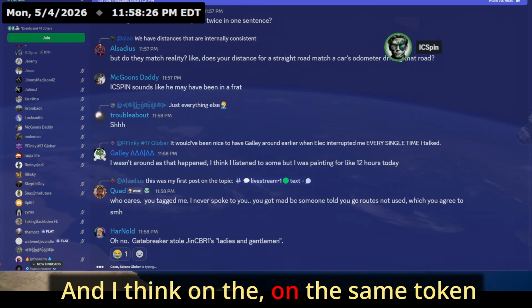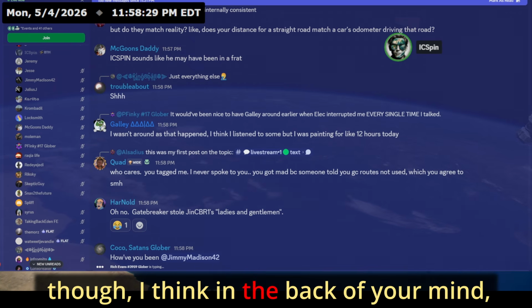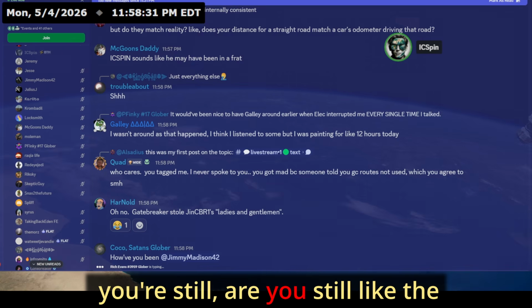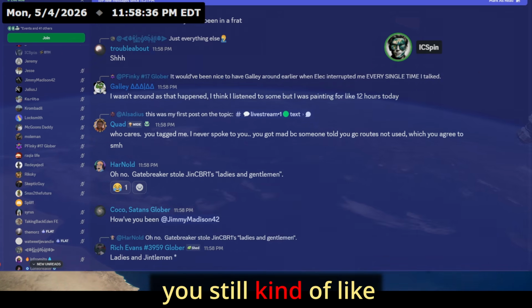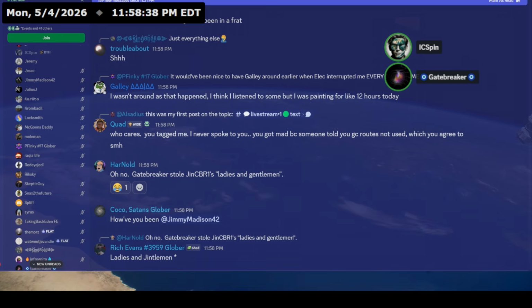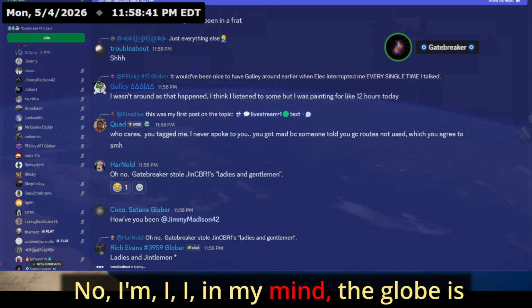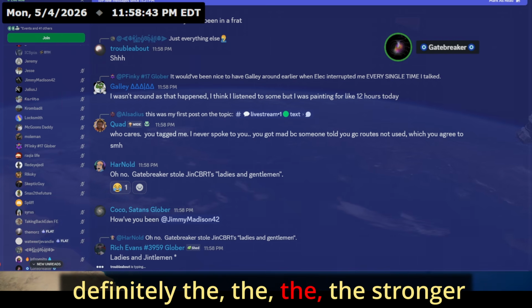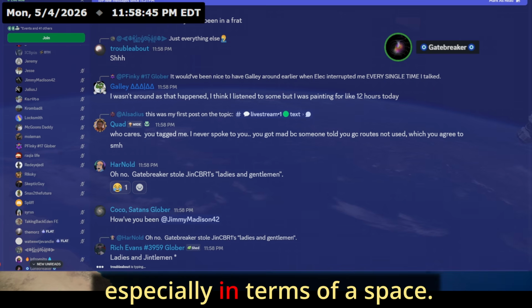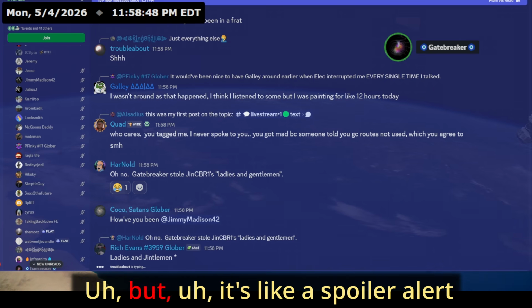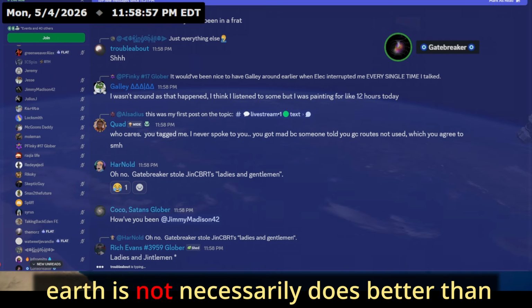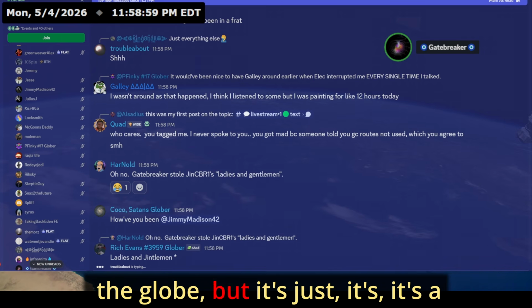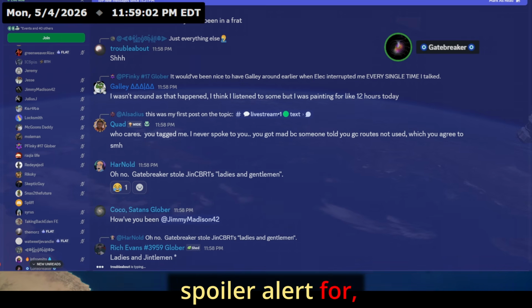Okay. And on the same token though, I think in the back of your mind, are you still like the globe has these things figured out, or are you still kind of mulling that over? No, in my mind, the globe is definitely the stronger model overall, especially in terms of space. But it's like a spoiler alert for the community. There's some things that concave Earth does, not necessarily better than the globe, but it's a spoiler alert for some people in here.